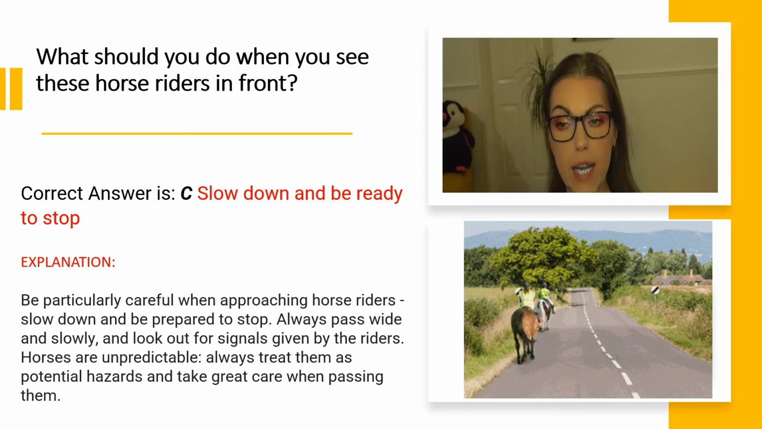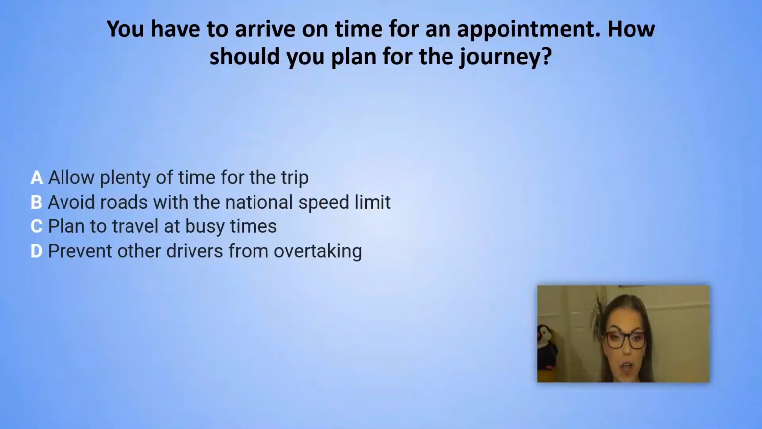Let's move on to the next question. You have to arrive on time for an appointment. How should you plan for the journey? A. Allow plenty of time for the trip. B. Avoid roads with the national speed limits. C. Plan to travel at busy times. D. Prevent other drivers from overtaking.